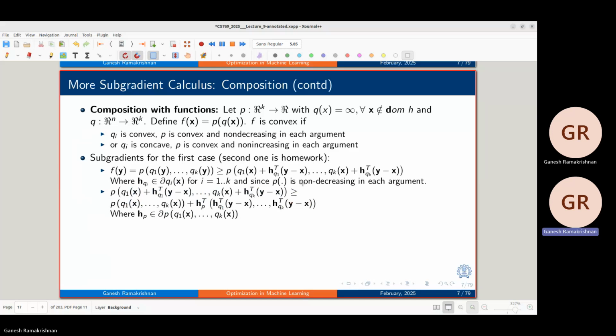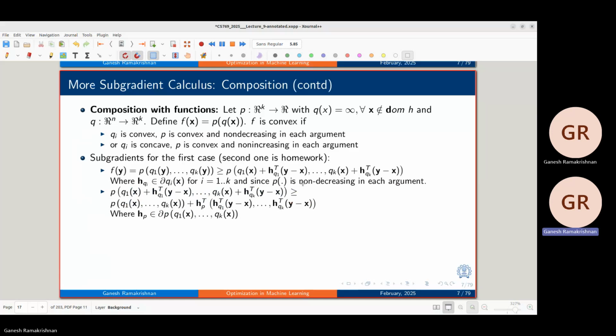Now what have I done? I have applied this expression: P of R plus W is greater than or equal to P of R plus HP transpose RW. So I have brought the HP here. P of Q1X, QKX plus HP transpose the W. This is the R, this is the W. It's just too laborious to write all that on the board. I'm not going to write it.